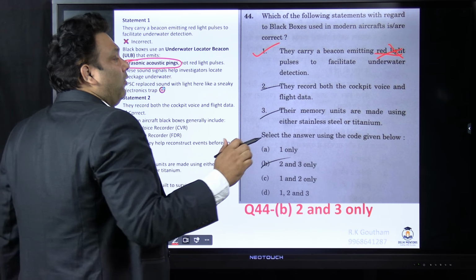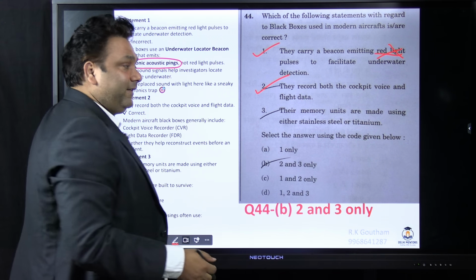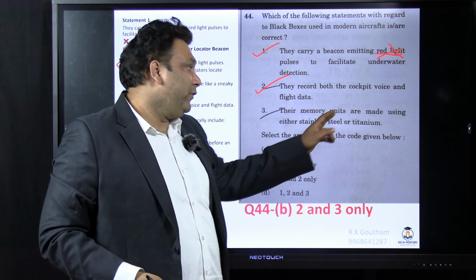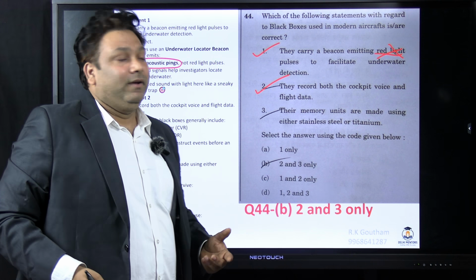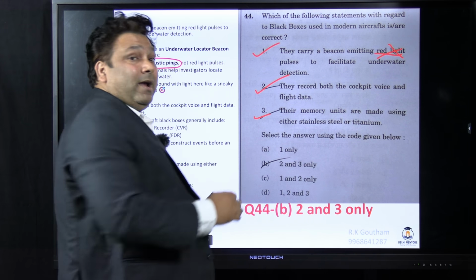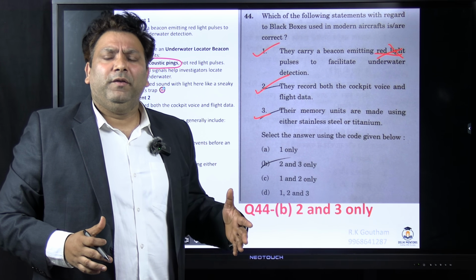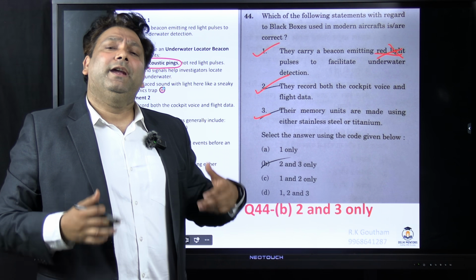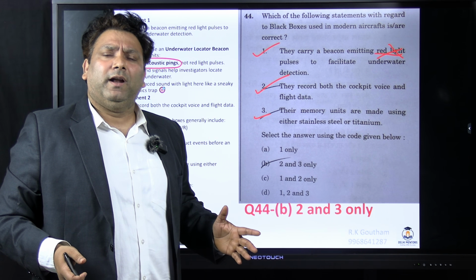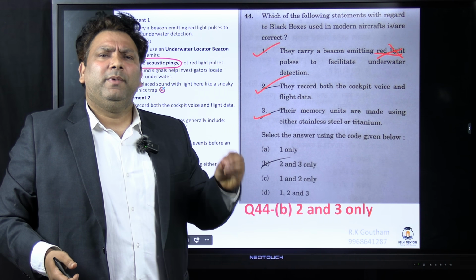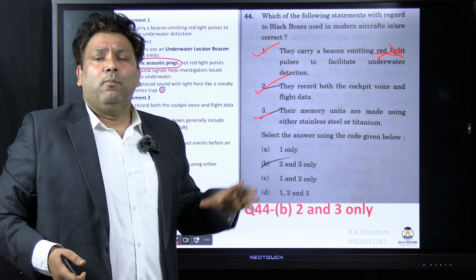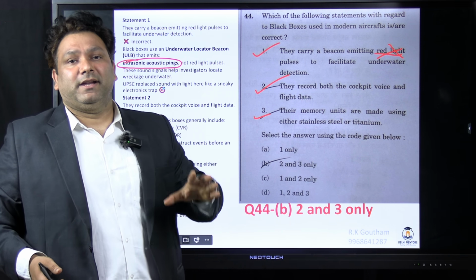They record both cockpit voice and flight data. This is the right statement. Their memory units are made using either stainless steel or titanium. See, जो black box होता है ना, means even if there is very heavy fire, even if it is going deep inside the ocean, so कितना भी harsh environment होने दो, black box को survive करना चाहिए.